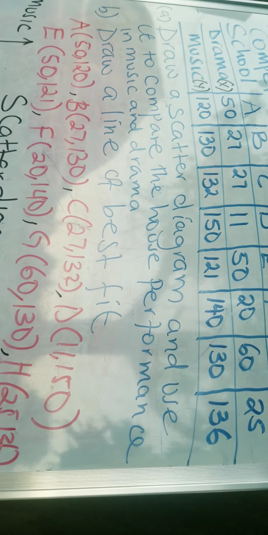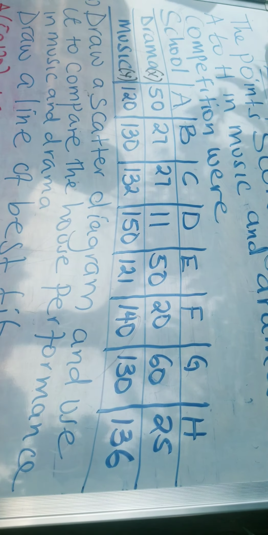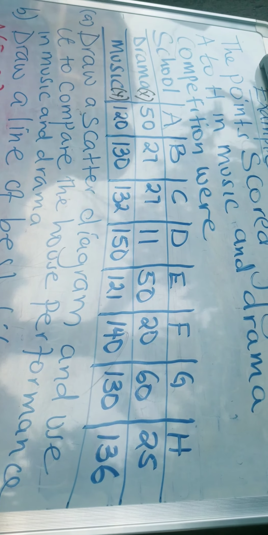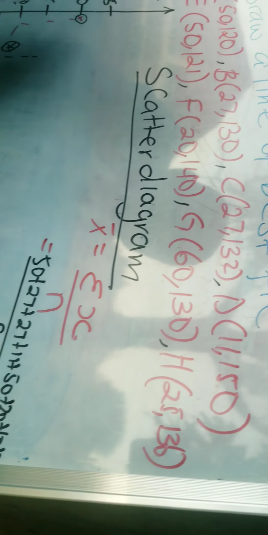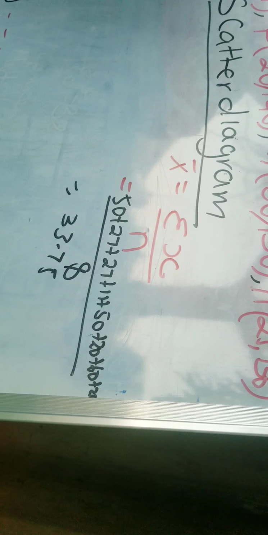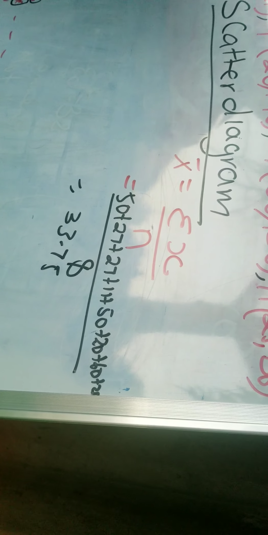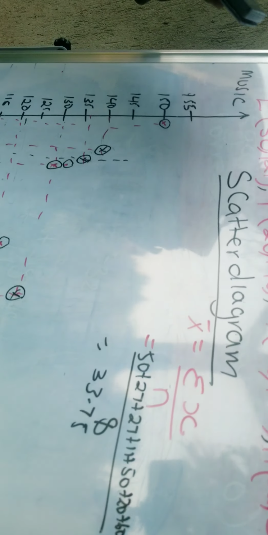When I use my calculator here, we have 50 plus 27 plus 27 plus 11 plus 50 plus 20 plus 60 plus lastly 25, divided by 8. The average value is 33.75. Confirm with what you have.